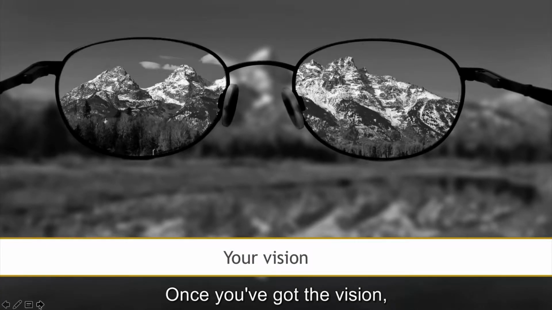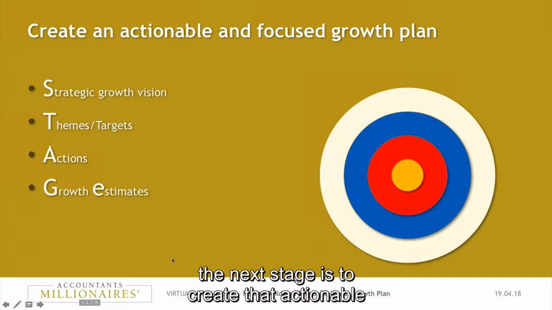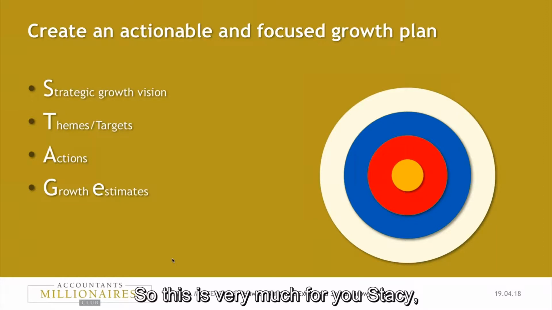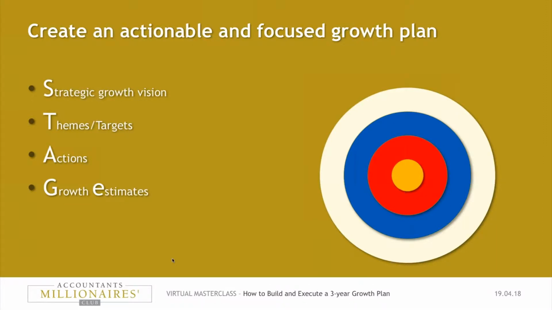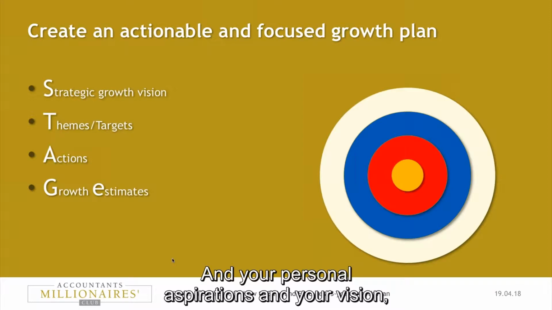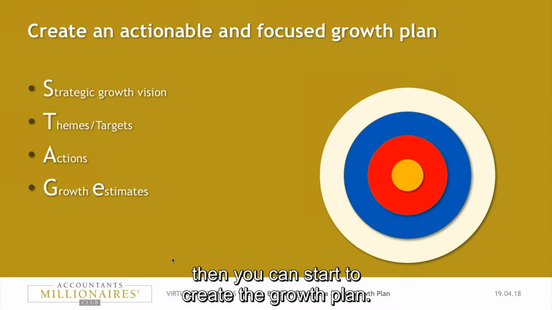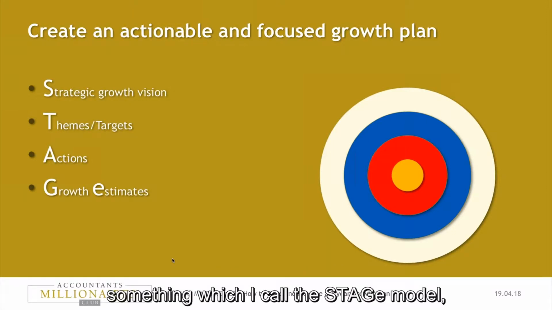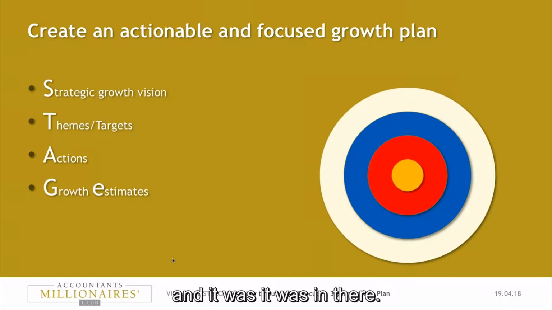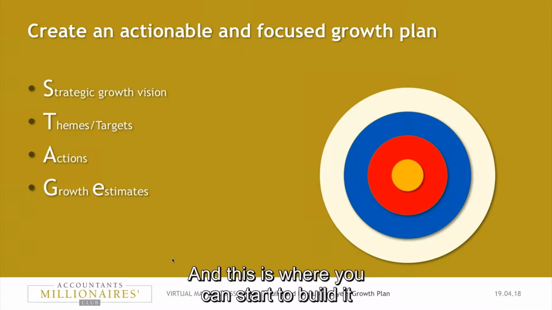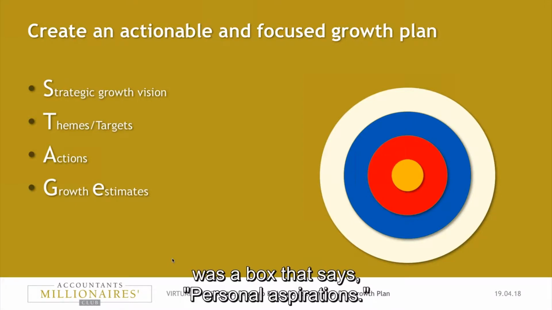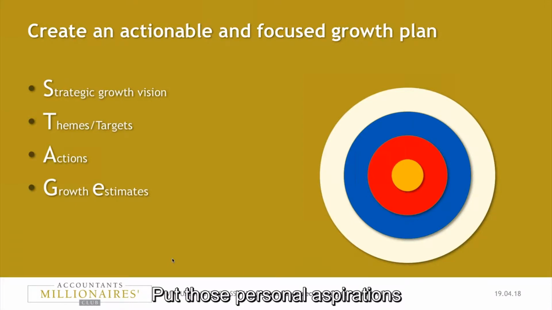So once you've got the vision, the next stage is to create that actionable and focused growth plan. So this is very much for you, Stacey, about keeping it realistic and your personal aspirations and your vision. Once you've got that, then you can start to create the growth plan. So all of you got within your membership pack something which I call the stage model, and it was in there. And this is where you can start to build it. And on the top right hand side of that was a box that says personal aspirations. Put those personal aspirations that you've identified in that box.